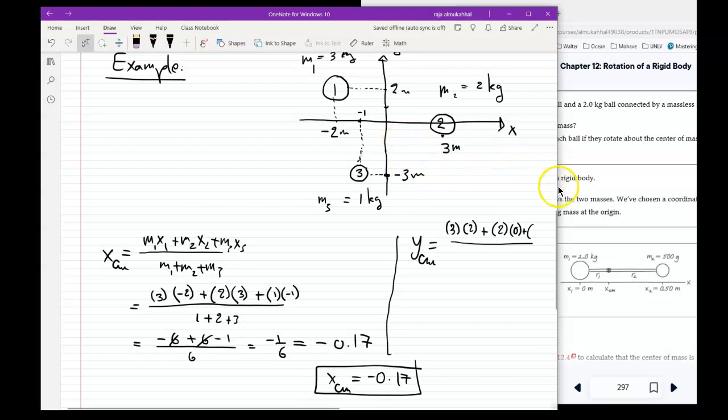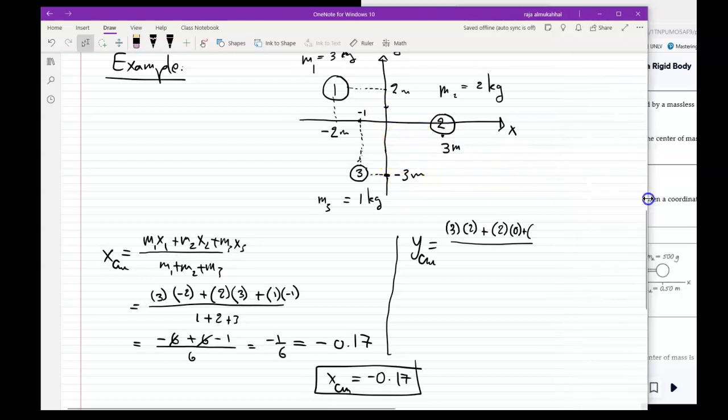Let me extend that a little bit. I can do that. There we go. Plus, the mass is 1 times negative 3. All of that divided by the same mass, which is 6, right? So let's calculate that. That's going to be 6 plus 0 minus 3 over 6. And that gives me 3 over 6, and that's half, or 0.5 meter.